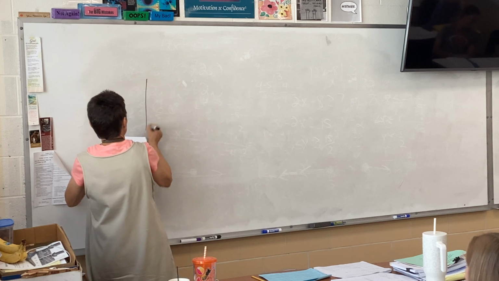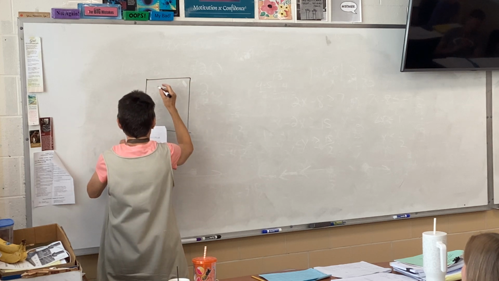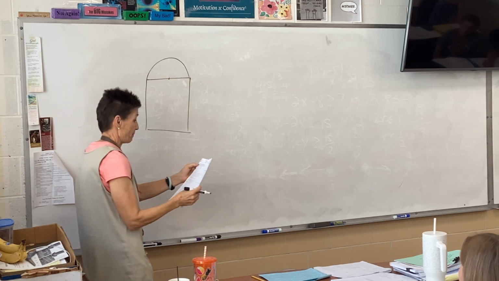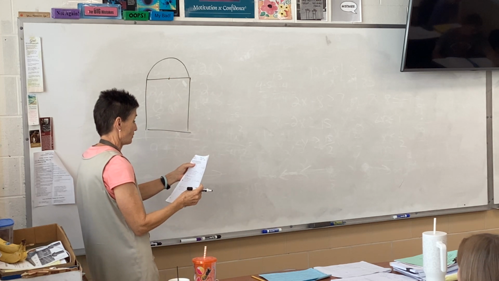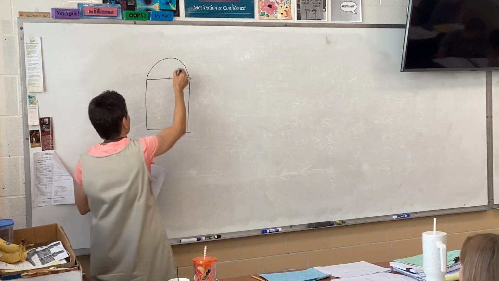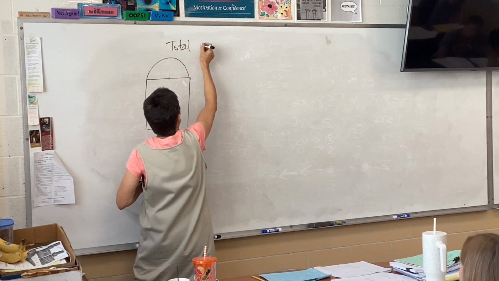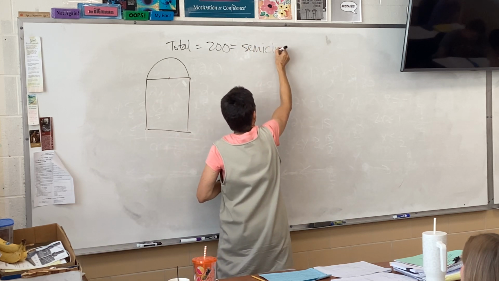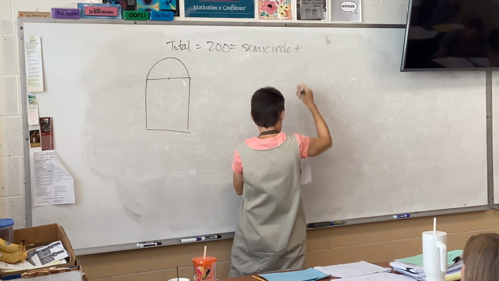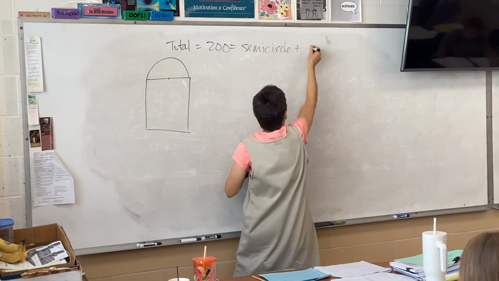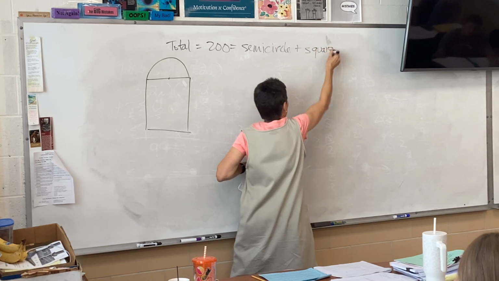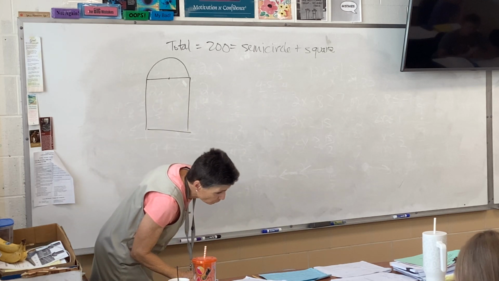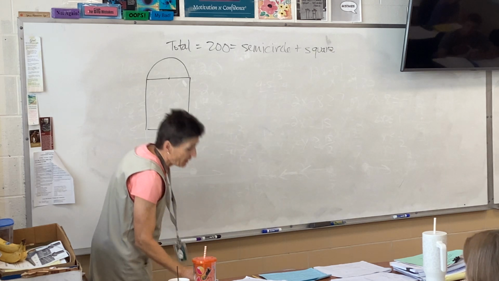All right, so let's figure out what's happening in this problem. All right, so what is happening? Shape of the square semicircle. Total area is 200. So that will be semicircle plus, is that a square? Yeah. So the semicircle plus the square. Okay, and we don't know anything else.